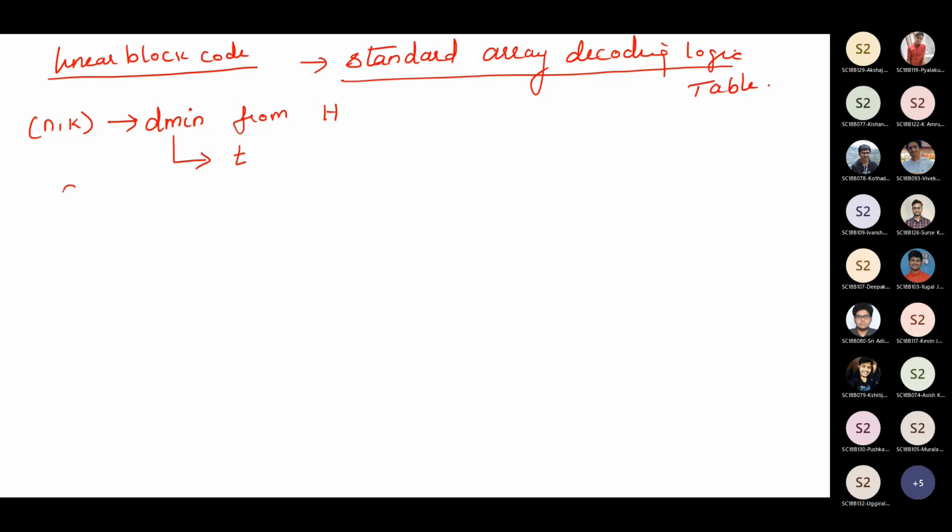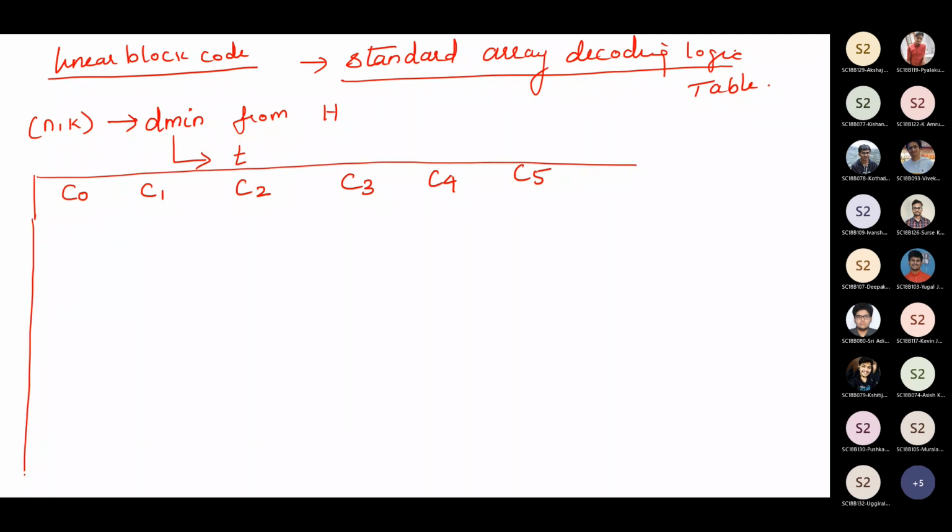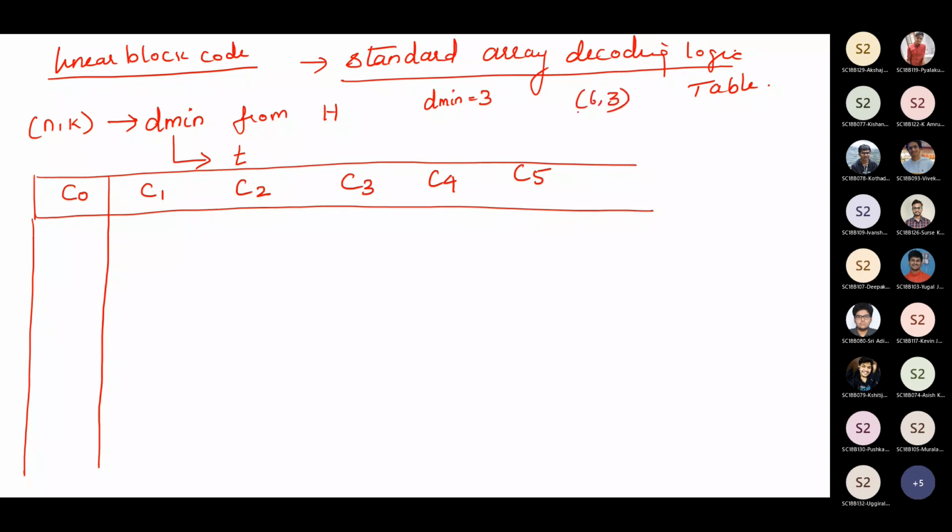Starting with all 0, C0, C1, C2, C3, C4, C5. These are the code words. In the first row of the table I am writing all the code words. Next, I know it can correct t errors. For example, for (6,3) we know d minimum is 3.